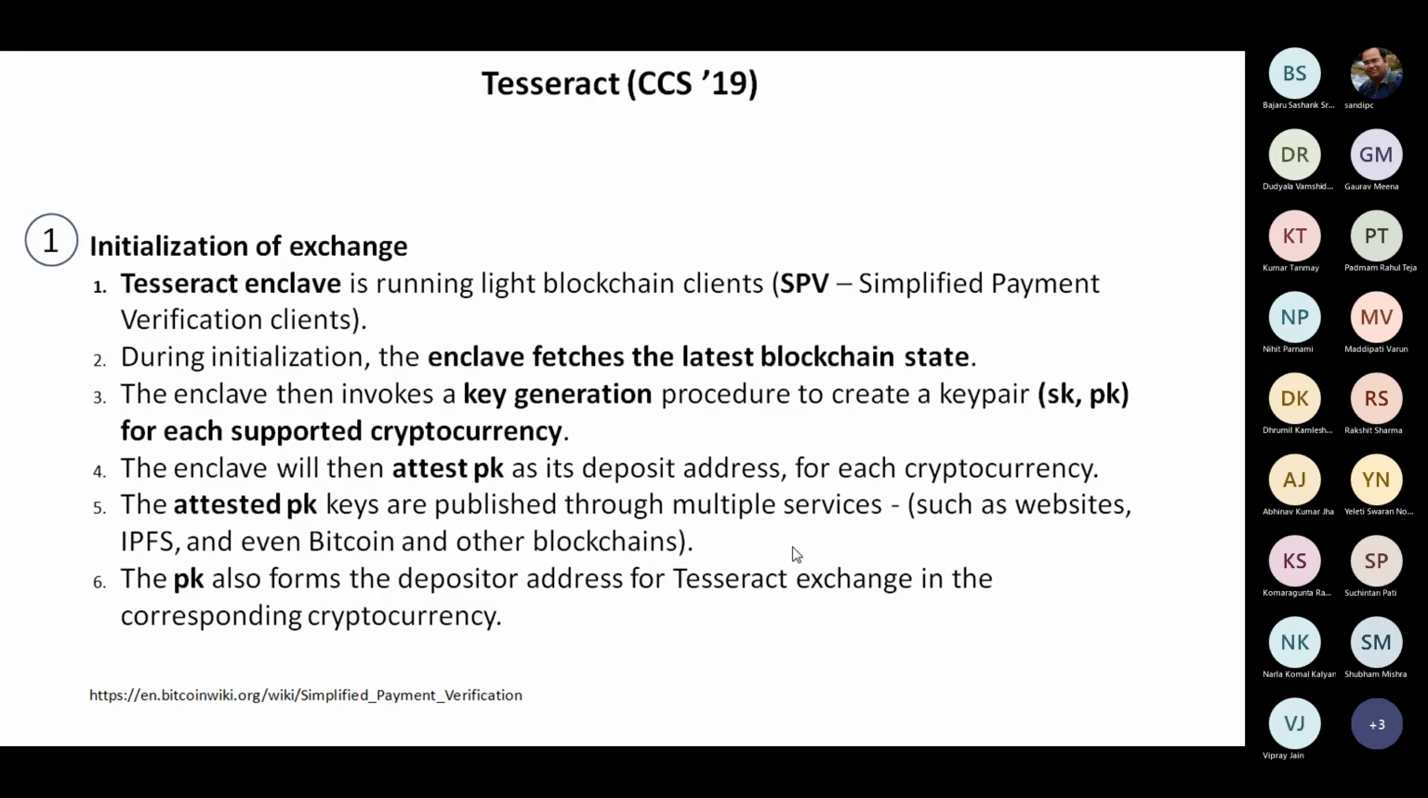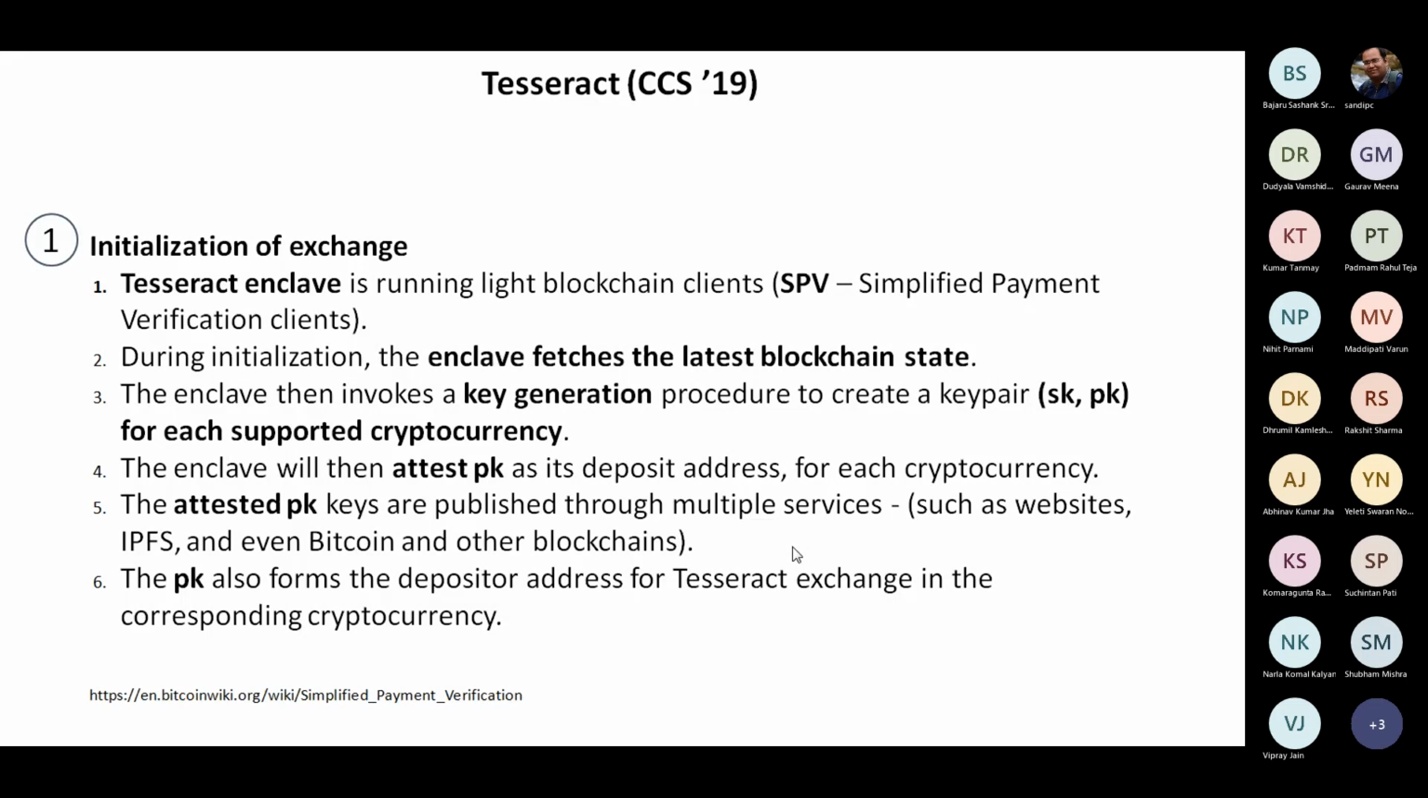And these attested PKs are published through multiple services. So that means the Tesseract exchange is telling me that if you need to make payment to me, you have to make the payment to this public key, and of course that could be a hash of that public key and so on. So this PK forms a deposit address for Tesseract exchange in the corresponding cryptocurrency.